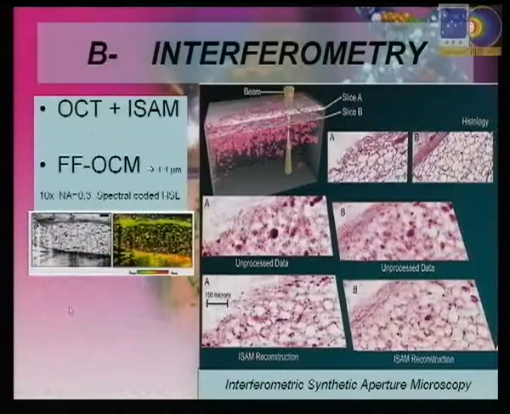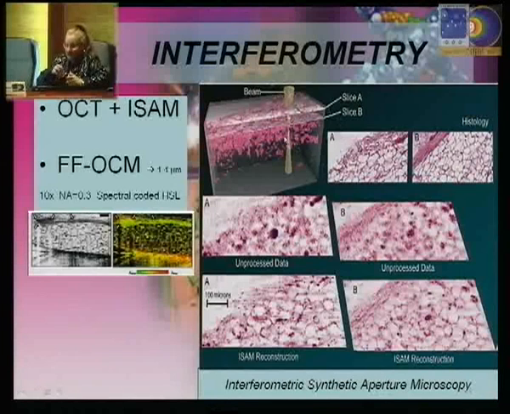There are, nevertheless, smart image analysis techniques in order to improve a lot the quality of those images, and you can see here that with this interferometric synthetic aperture microscope, you get the image in focus even in depth, and furthermore, you get details which are similar to the histology.